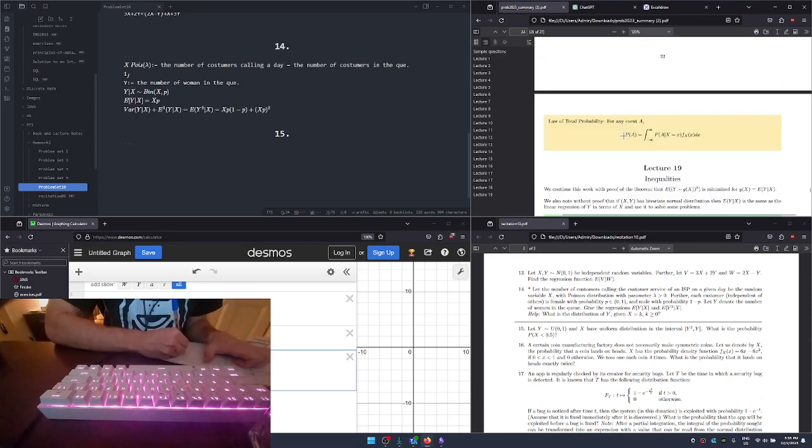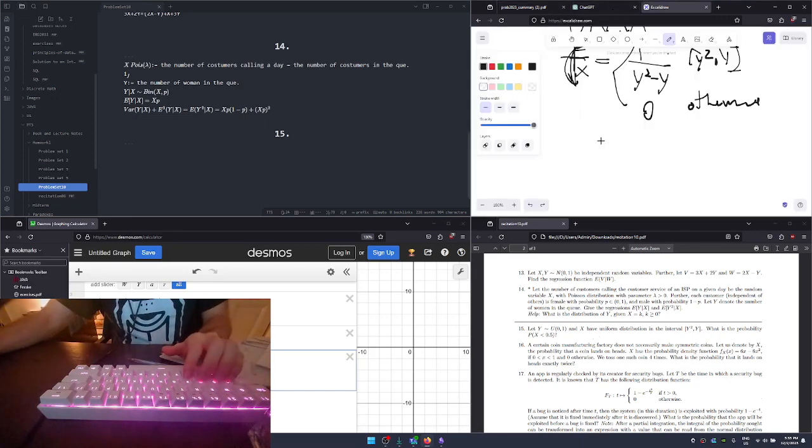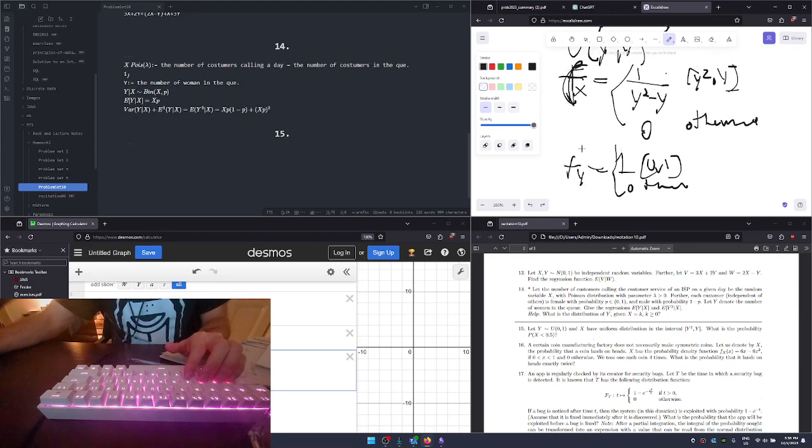So P of A is equal to the integral of P of A given X equals x, and f of x. Yeah, exactly. So we need to find the y, right? The distribution of y is easy, because y just has f of y equal to 1 everywhere from 0 to 1, and 0 otherwise, and then f of x.